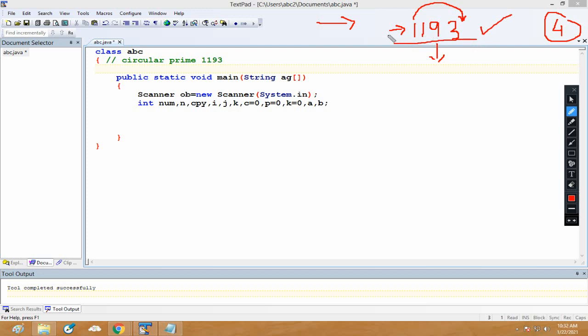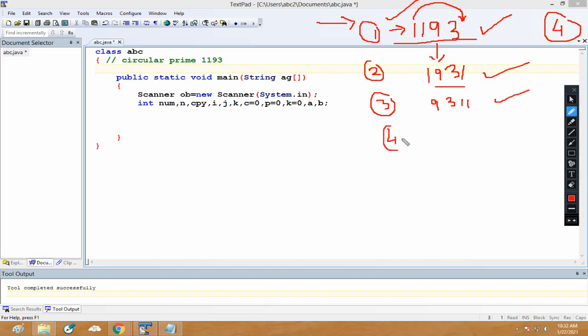Am I clear? The first number is 1193, it has to be prime. Then the second number we form is 1931, must be prime. Next time the number you will form is 9311, must be prime. Then the fourth and last time, the number is 3119, and this has to be prime. So how many times does the number have to be prime? 4 times, because the number has 4 digits. If the number of times prime and the number of digits are the same, then the actual number is a circular prime. Am I clear, everybody?